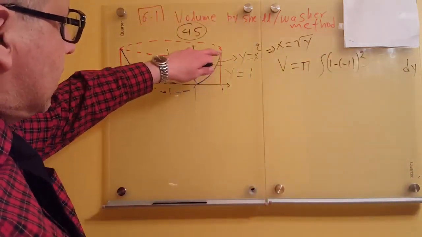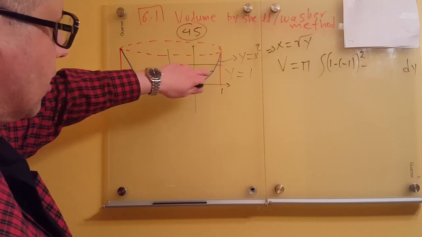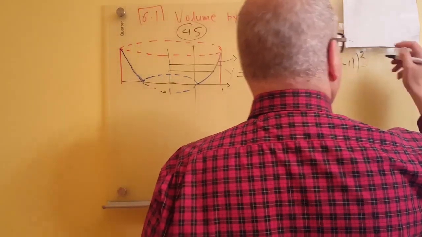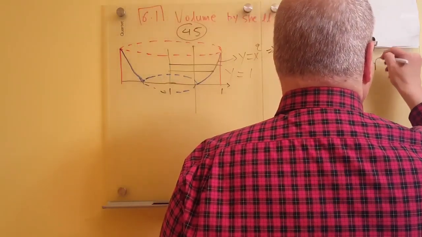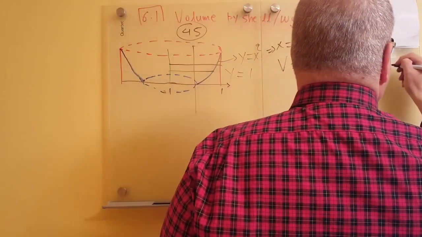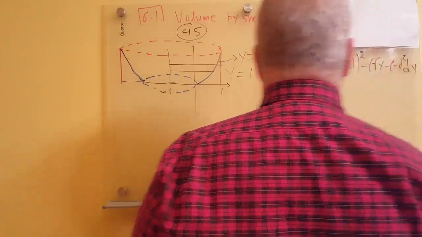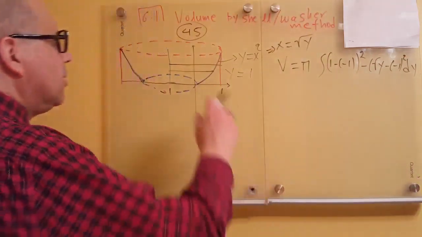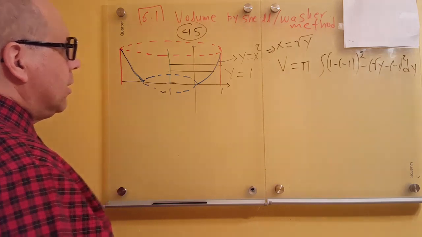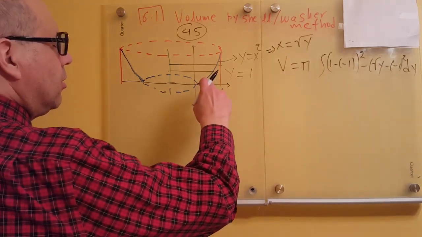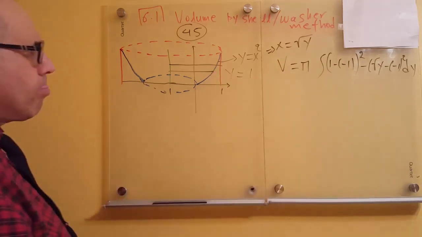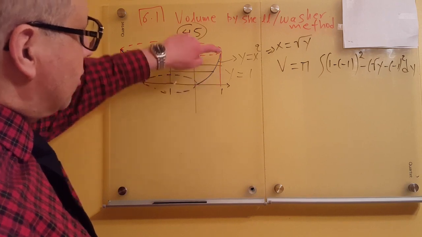So this is the distance from the line here, which is x equal to square root of y, sorry, minus this line here, which of course, again, is the minus 1. Of course, this is squared. And now we have to find the limits. So here we're integrating from this point to this point.